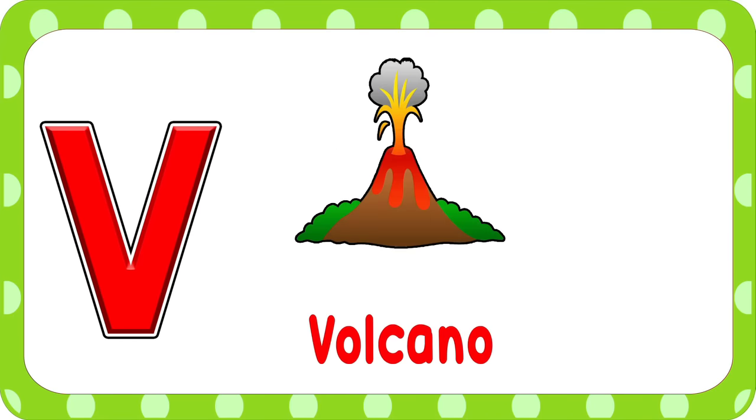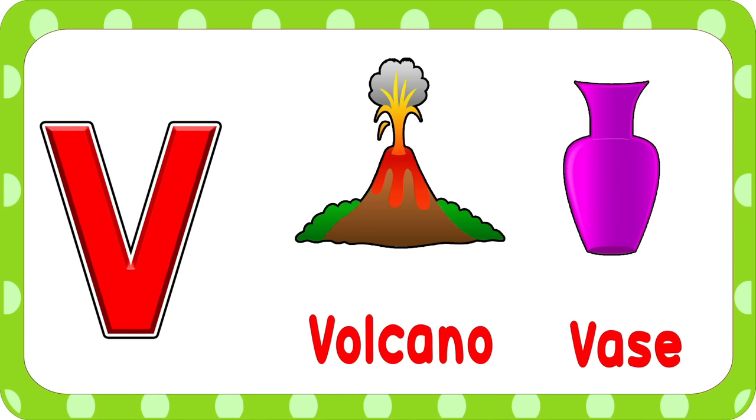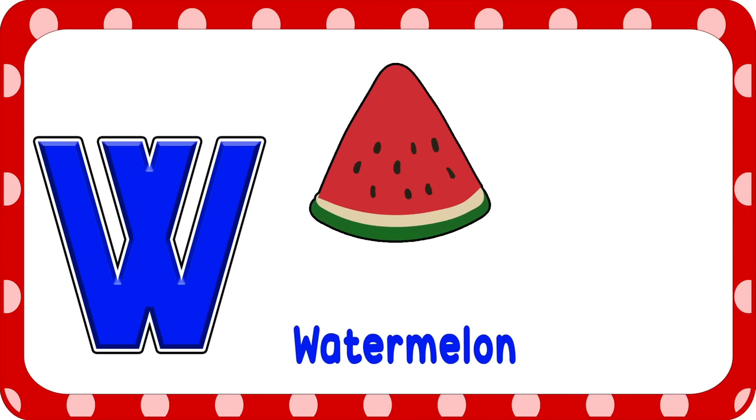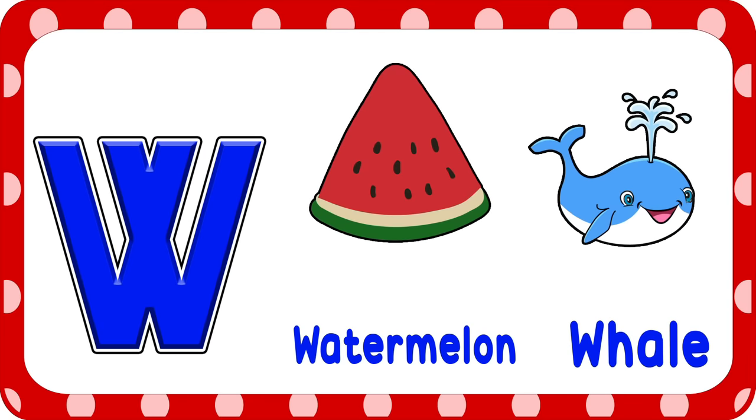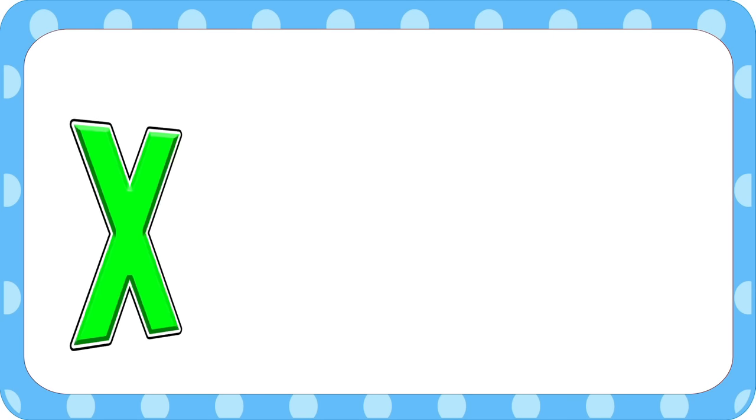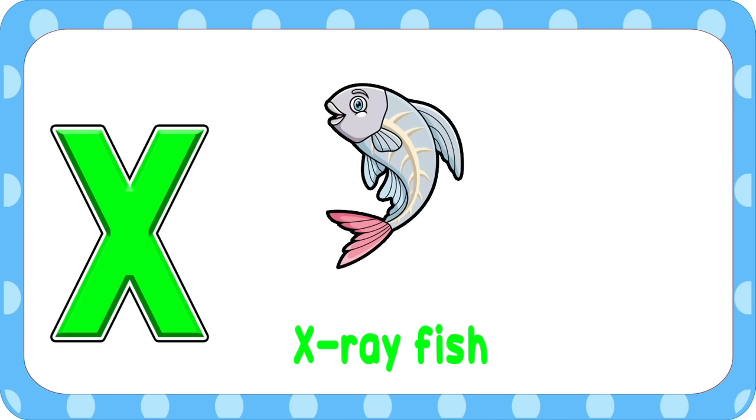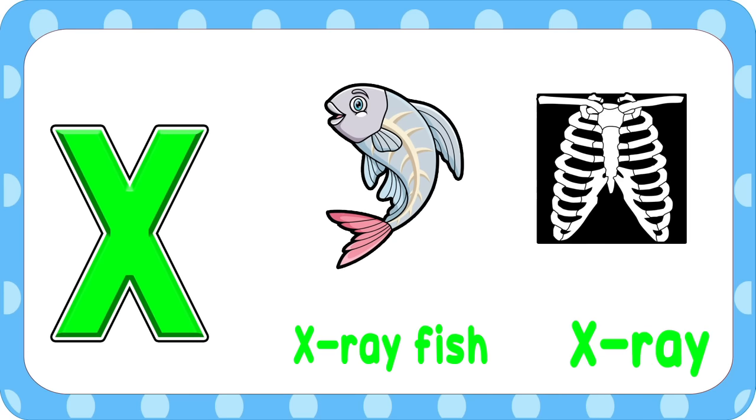V. V for volcano. V for vase. W. W for watermelon. W for veil. X. X for X-fish. X for X-ray.